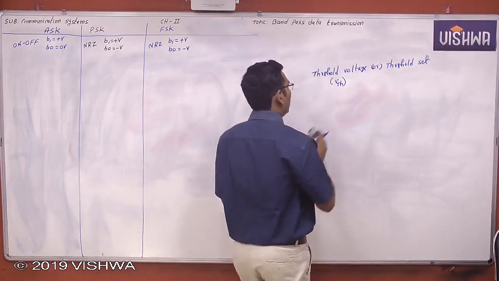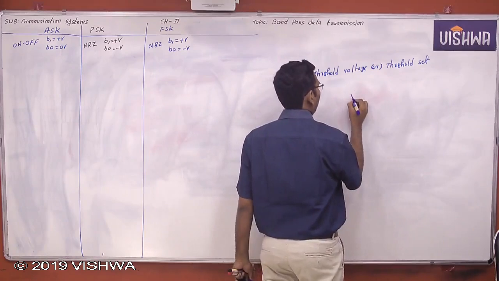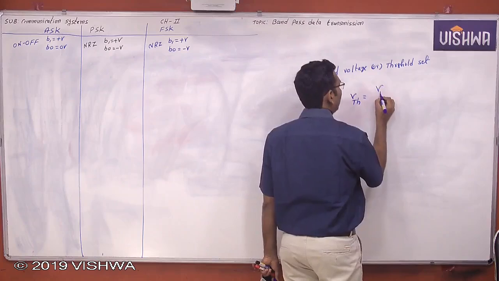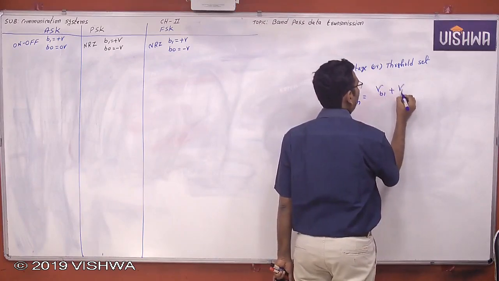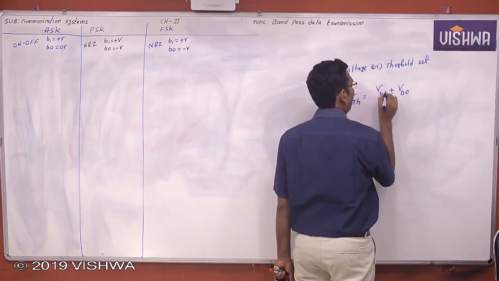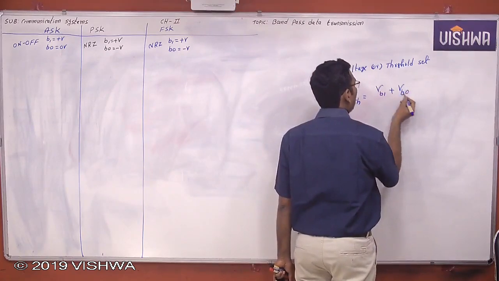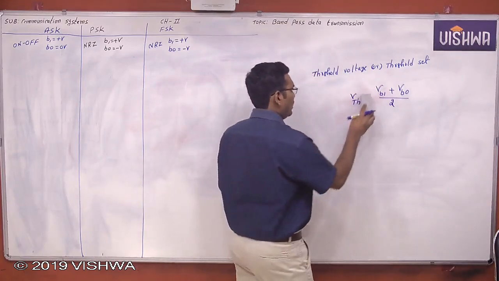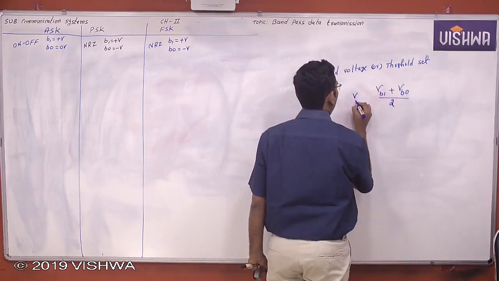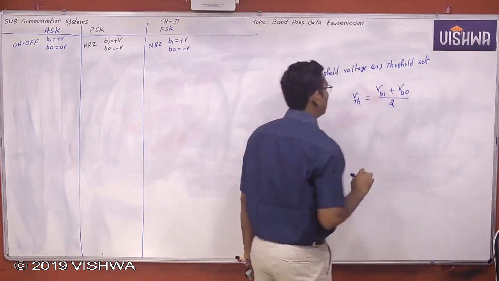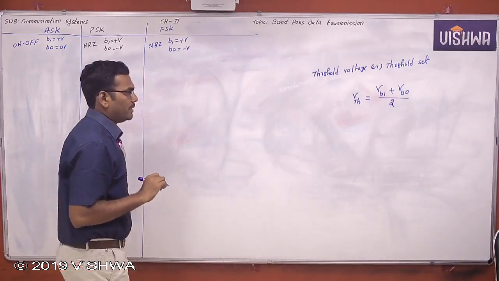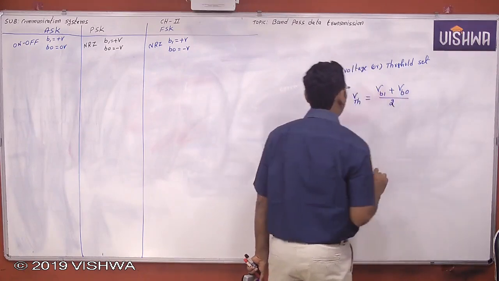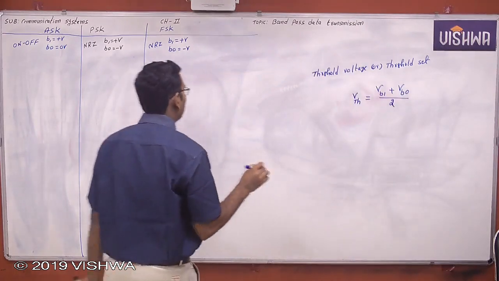Now the definition of threshold voltage or threshold set is nothing but the average of the voltage levels represented for binary 1 and binary 0. So what is the voltage level for binary 1? What is the voltage level for binary 0? And the average of that, sum divided by 2. So the average voltage level represented for binary 1 and binary 0 is called threshold voltage or threshold set.